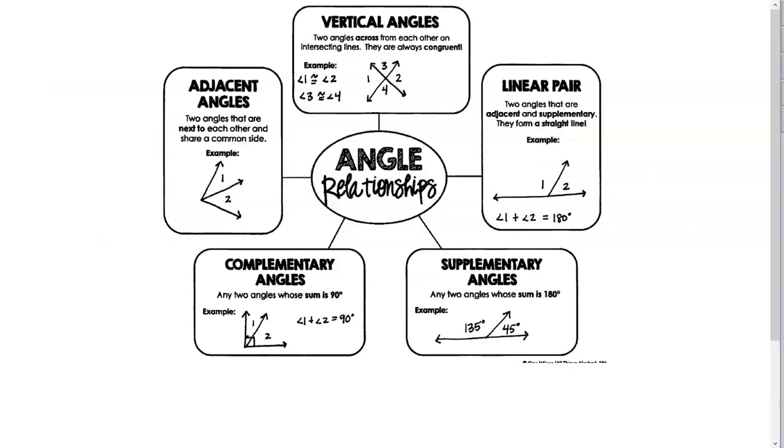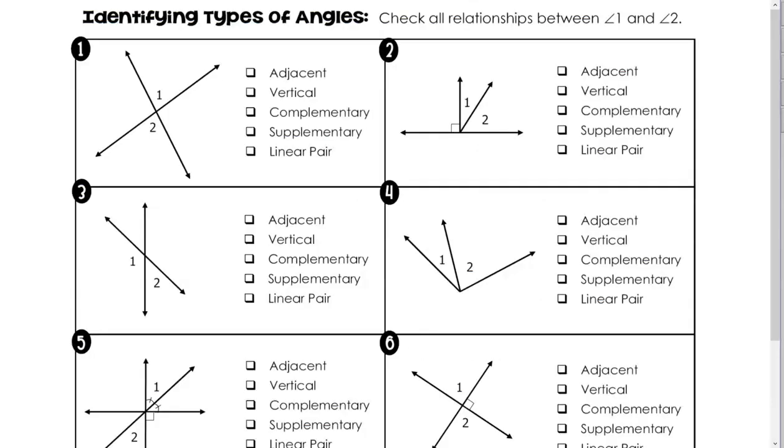All right, so in your note guide, you'll find this little cheat sheet that kind of explains the angle relationships. You have vertical angles, linear pairs, supplementary, complementary, and adjacent angles. That's there for your reference to look back at. You might want to either put a little sticky note that hangs out of that sheet or fold the page just so you can go back and quickly reference it.